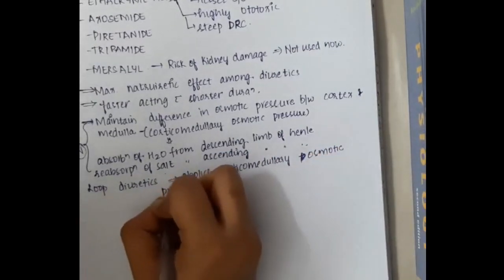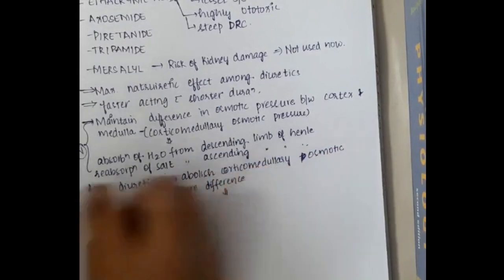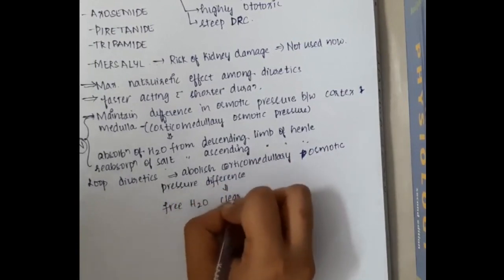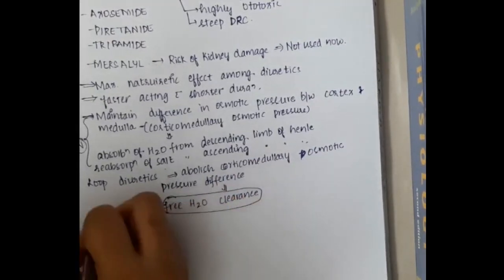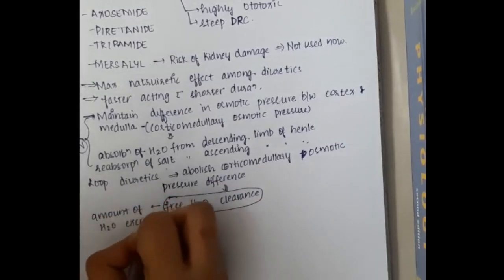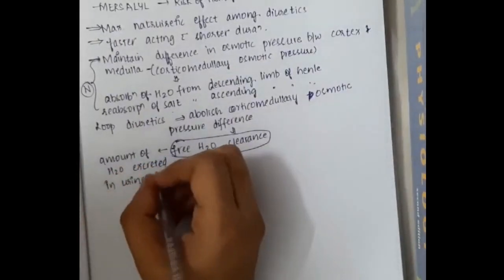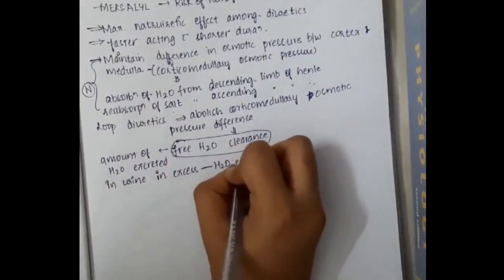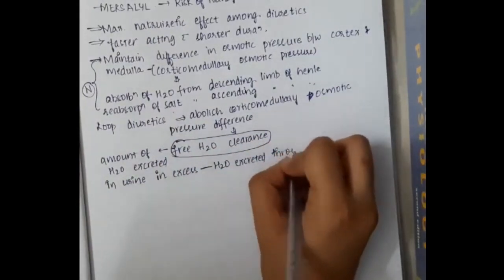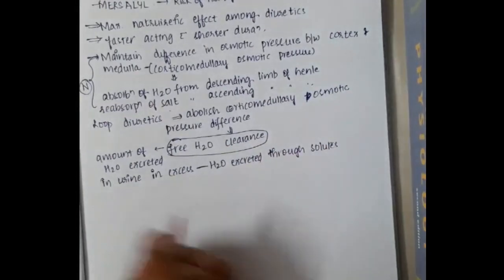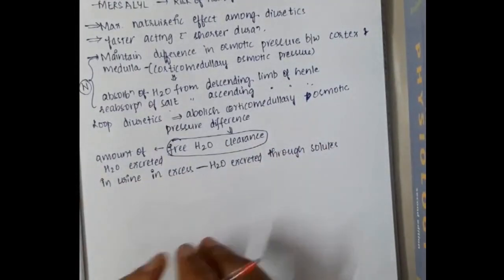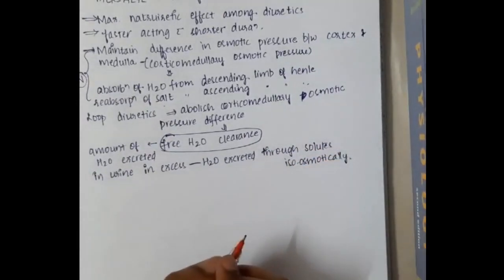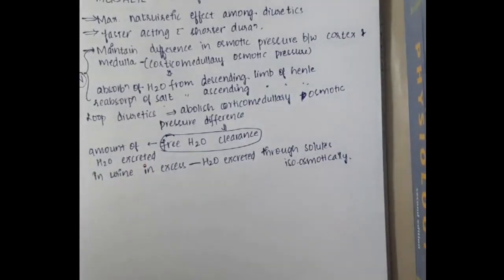Because they block this corticomedullary osmotic pressure difference, this results in free water clearance. That is, there is no reabsorption of water in the descending limb, or of salt, so the water gets freely excreted. An excess amount of water is excreted in urine along with the solutes, which is called free water clearance, occurring in the presence of loop diuretics. This is about the loop diuretics.